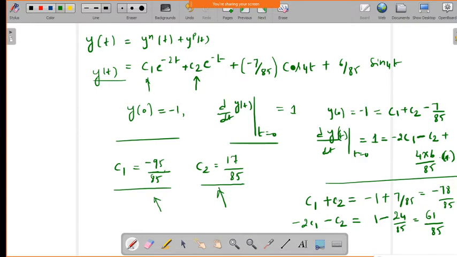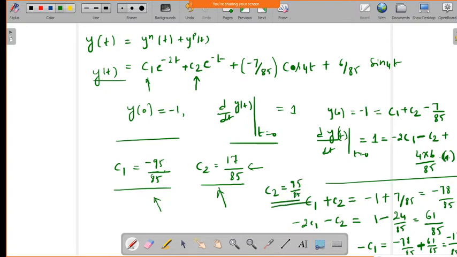Just if you add them, C2 will get cancelled and you will get minus C1 equal to the addition of these two, that is minus 78 by 85 plus 61 by 85, which is equal to minus 17 by 85. So here you are getting C1 as minus 17 by 85. Similarly, you will get C2 as plus 95 by 85. Okay.